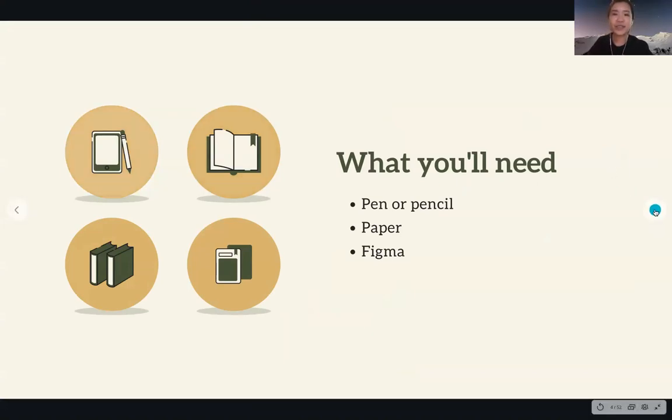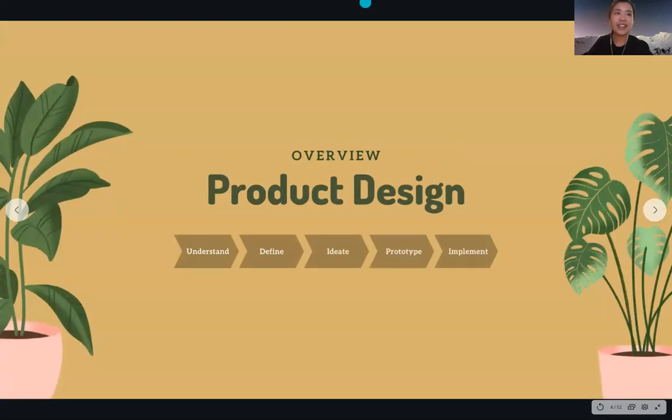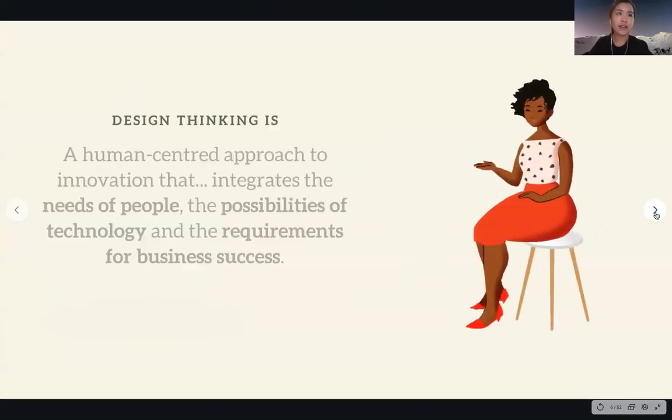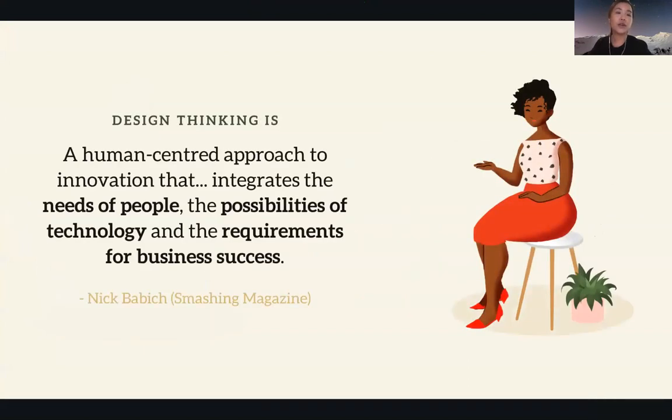So what is product design? Product design is a process of identifying an opportunity in the market, defining that problem into a problem statement, developing a solution for it, and then validating that solution with real users. The product design process builds on a popular framework called design thinking, which we consider a human-centered approach to innovation that integrates the needs of people, technological possibilities, and business requirements.